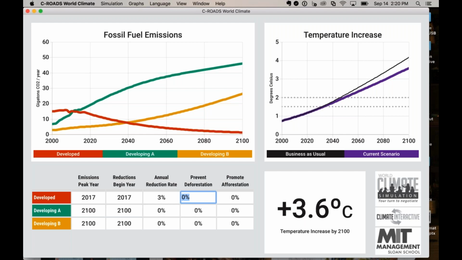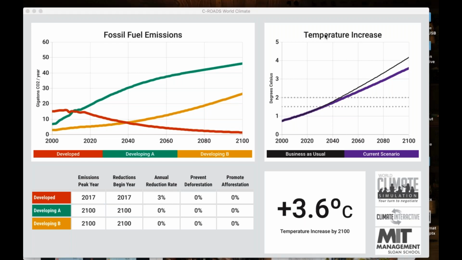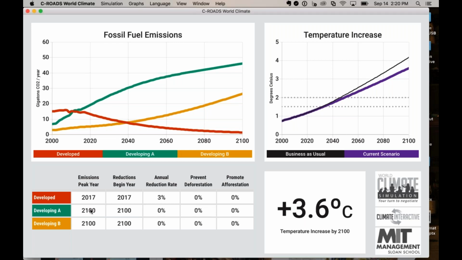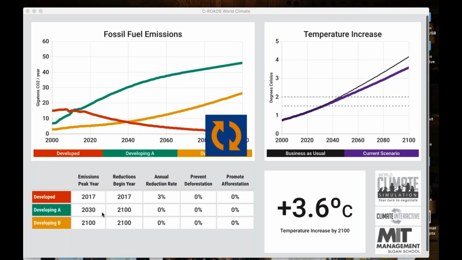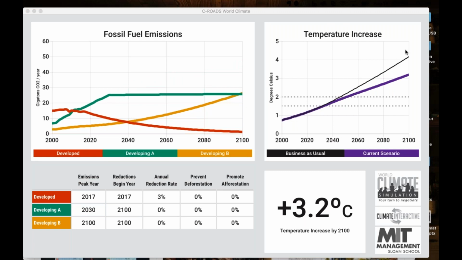We call these developing A. This is China, India, South Africa. What year do you think they should peak their emissions to stay below 2 degrees? 2030. Great. So 2030 is also the year in which China has said that they're planning to peak their emissions. So this is a good fit. And as I enter that in, watch that green line. And that comes down. And you see that as I'm entering in these pledges, the temperature goes down too. And you see this purple line separating from the black line, bringing temperature down as well.